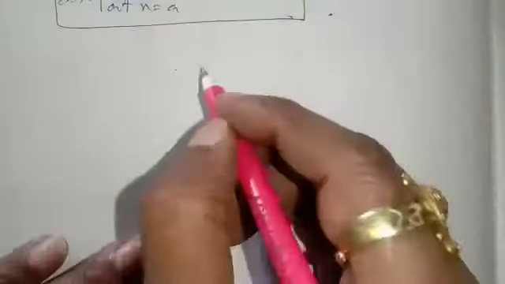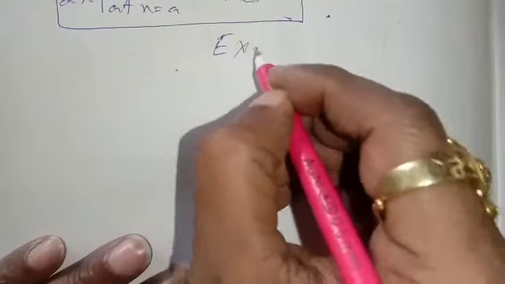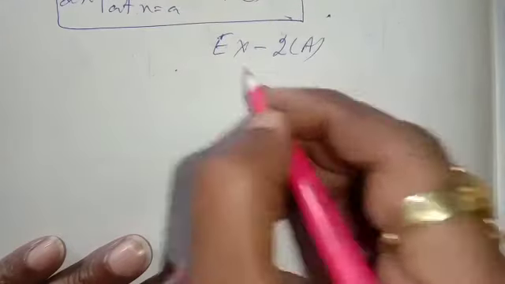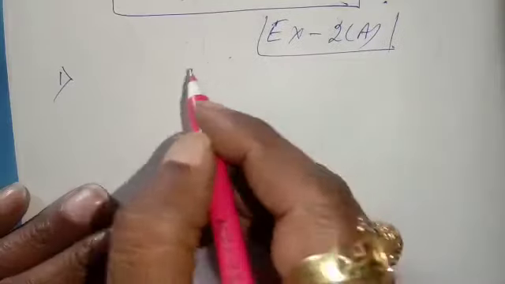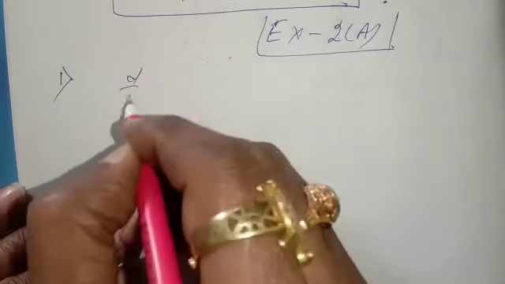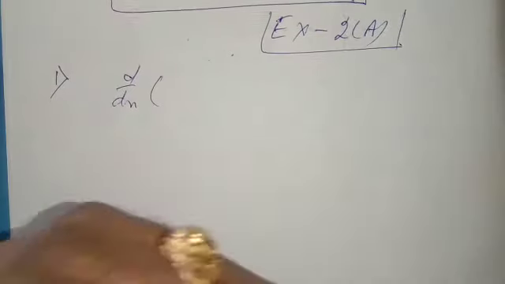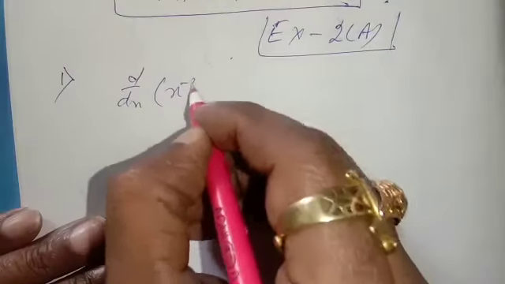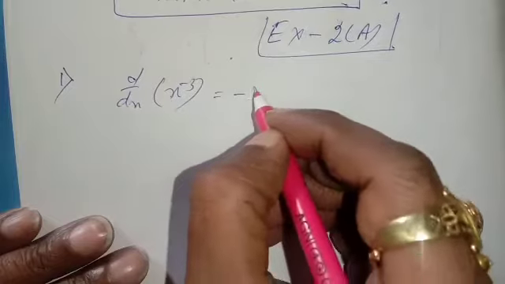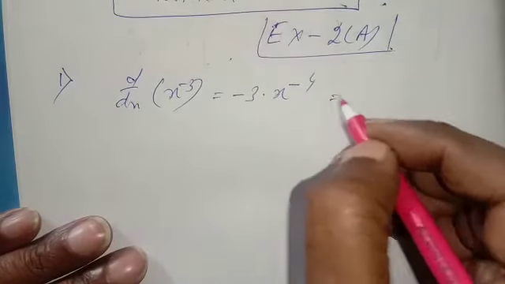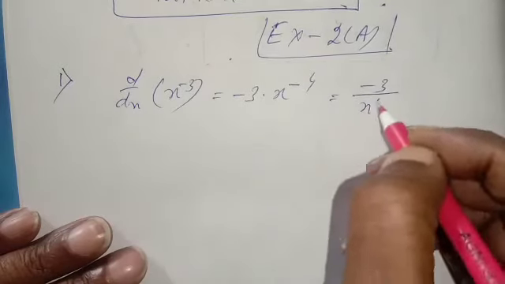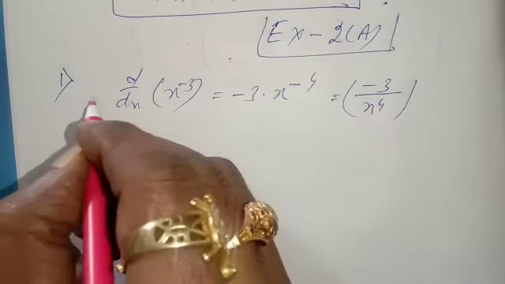Exercise 2a from the book R.S. Agarwal. Number 1, you will find the derivative of x to the power minus 3. As per the formula, the power comes here: minus 3 into x to the power minus 3 minus 1, that will be minus 4. Finally, you get minus 3 by x to the power 4. This is the answer to the first part.